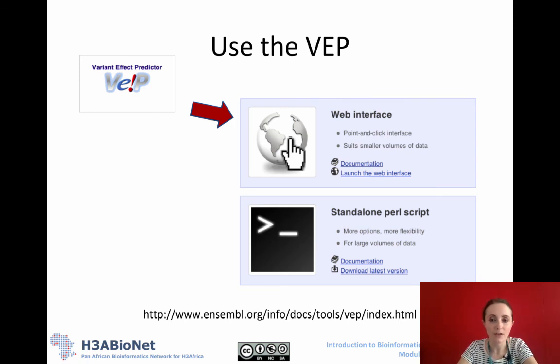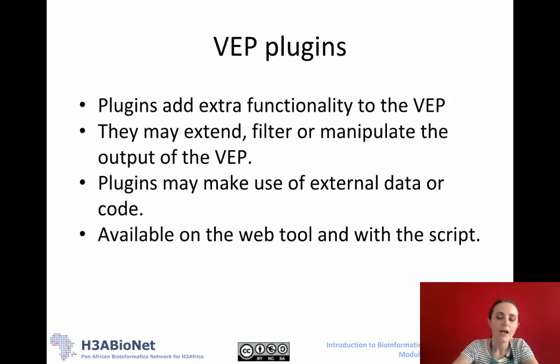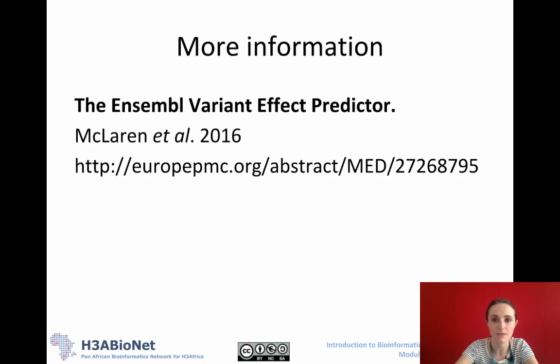So I'm going to show you the online tool, and we're going to have a practice at using that in today's presentations, but I'm also going to give you a quick demo of the standalone Perl script. It requires quite a lot of downloading and installing. Plugins add extra functionality to the VEP, so they can extend, filter, or manipulate the output. They often make use of external data, and some of them are available on the web tool. All of them you can use with the script. And there is a paper with a lot more information about the variant effect predictor.